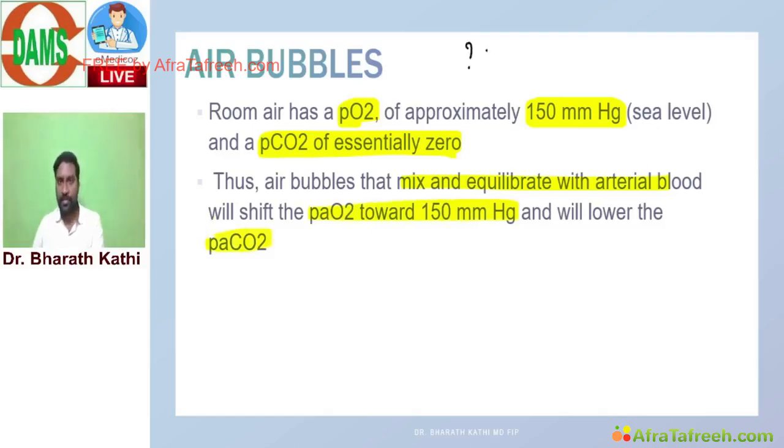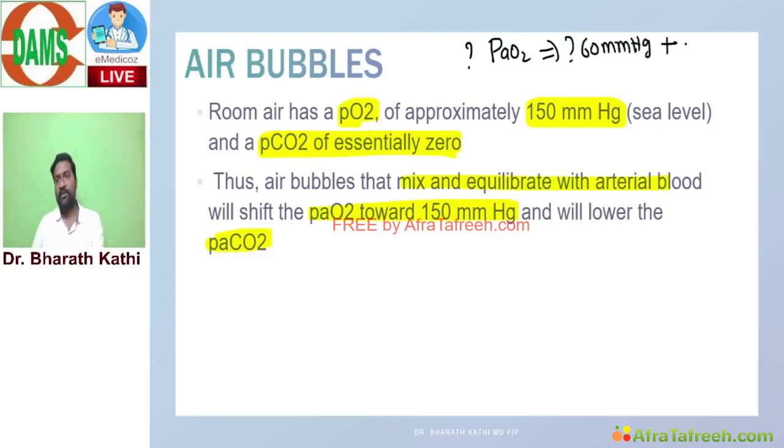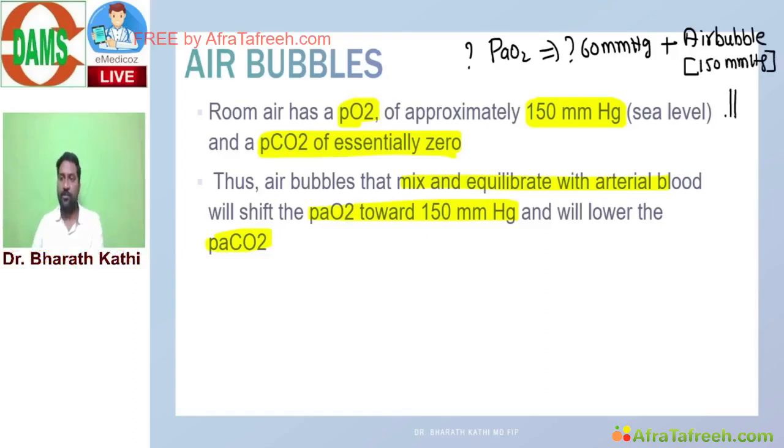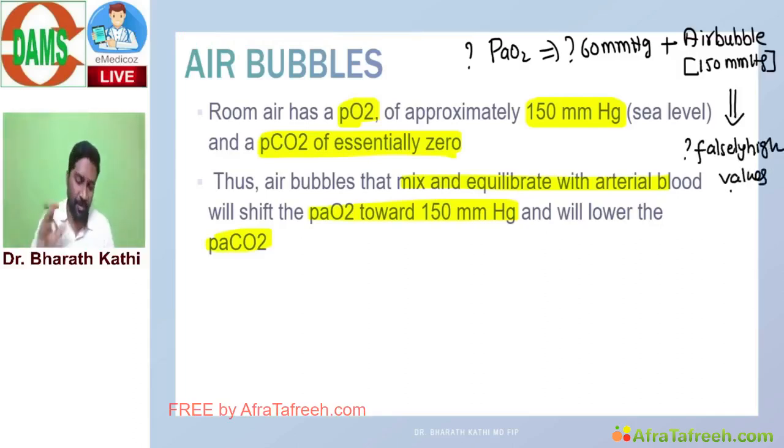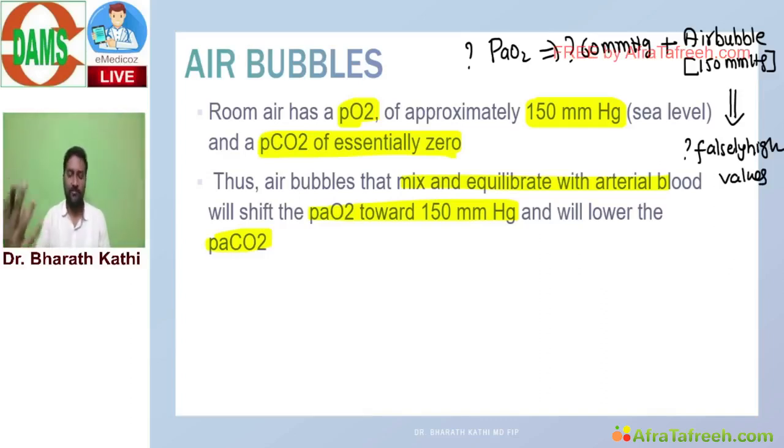Now suppose the patient's PaO2 is about 60 mmHg. Now there is an air bubble. This air bubble will have an oxygen of 150 mmHg. Because of this, both will equilibrate and give rise to falsely high values. So this is also another important question. If there are air bubbles, what can they do? They can equilibrate with the arterial blood and give some false values.